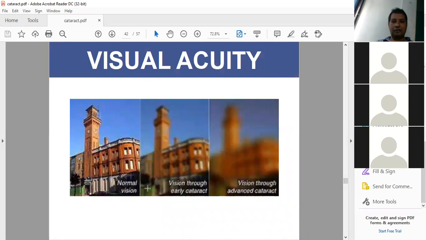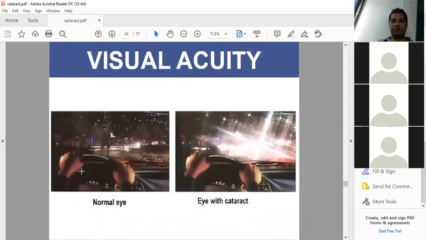So this is how the patient's normal vision looks. Through the early cataract, the patient will see like this, and as the cataract becomes advanced, the patient's vision will reduce proportionately. So this is an example of glare. When the patient is driving, normally he will see the bright light of the opposite vehicles, but his vision will not dazzle. Here you can see that his vision is dazzling.